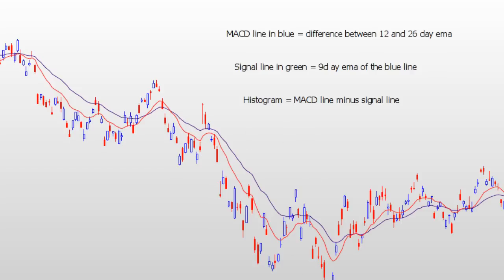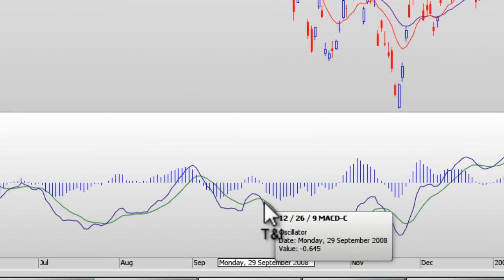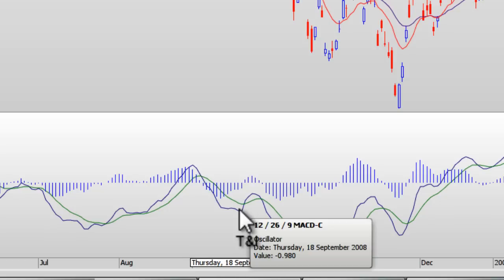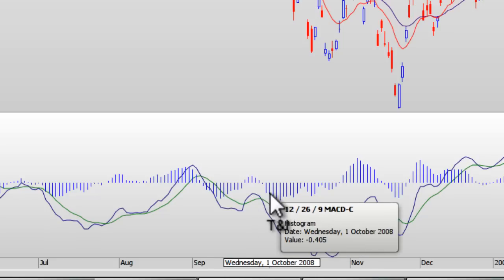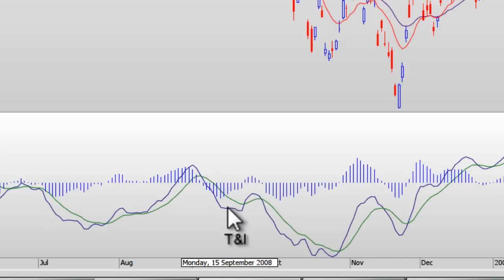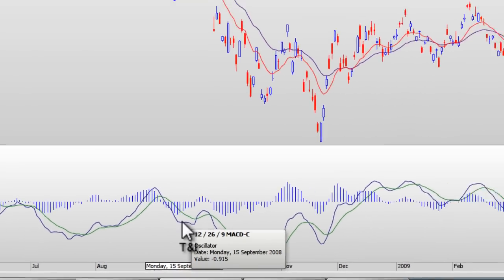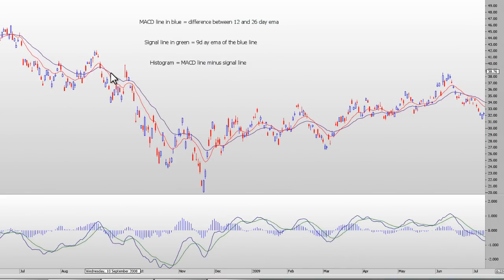So the MACD line, so if we now move to the bottom, which is the actual MACD indicator itself, you'll notice we've got a blue line, we've got a green line, and we've also got a histogram. Now the MACD line is the one in blue, and what it's tracking is the difference between these two exponential moving averages up here in the price chart. So that's just the difference between the two. So naturally you would expect when those two moving averages cross over that the MACD line would also be at zero, which is effectively what happens here.